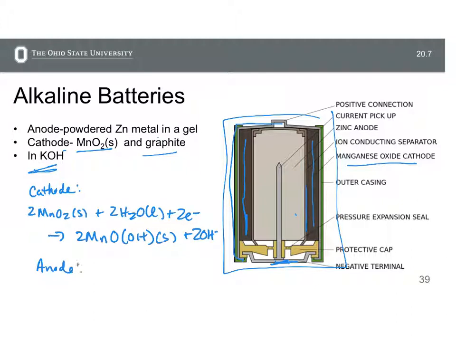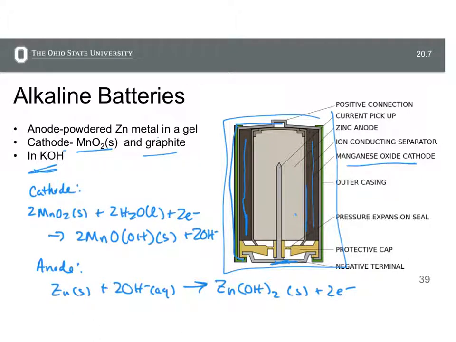At the anode, we're going to have our zinc solid plus 2 hydroxide forming zinc hydroxide, which is a solid, and then our 2 electrons. And so you could add these up, electrons are balanced, and figure out the overall cell reaction.